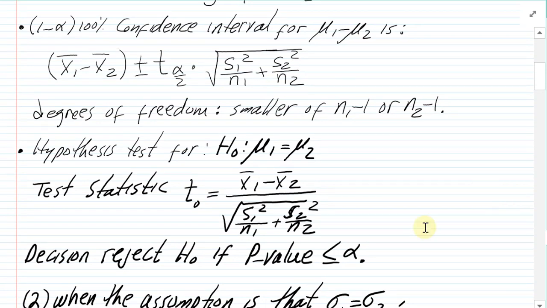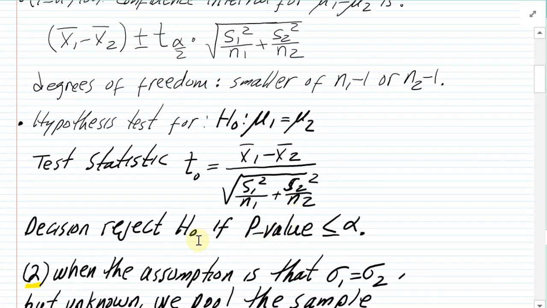When we test the hypothesis, the null hypothesis is that the two means are equal. There's no difference between them. And our test statistic is going to be this formula that you see down here. That will be our test statistic. And our decision rule, of course, we're just going to follow our p-value criterion for our decisions. So we're going to reject the null if p-value is less than or equal to alpha, the same as before.